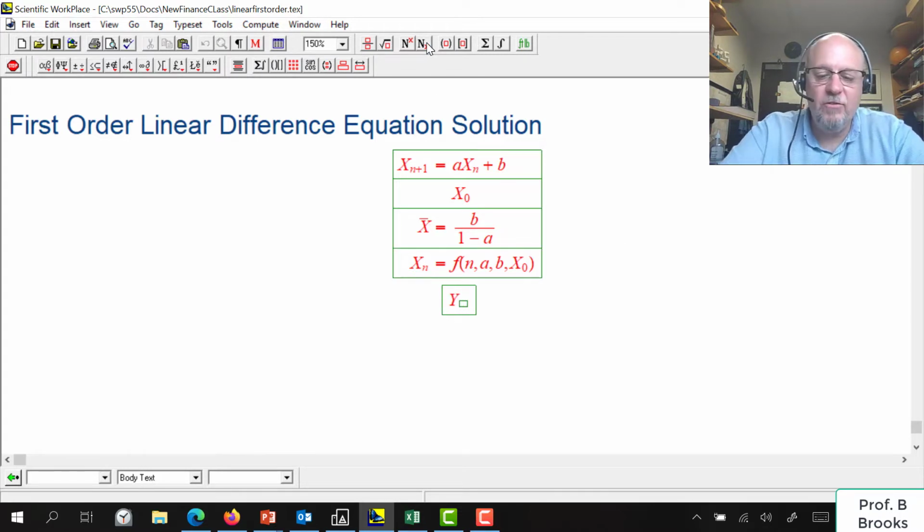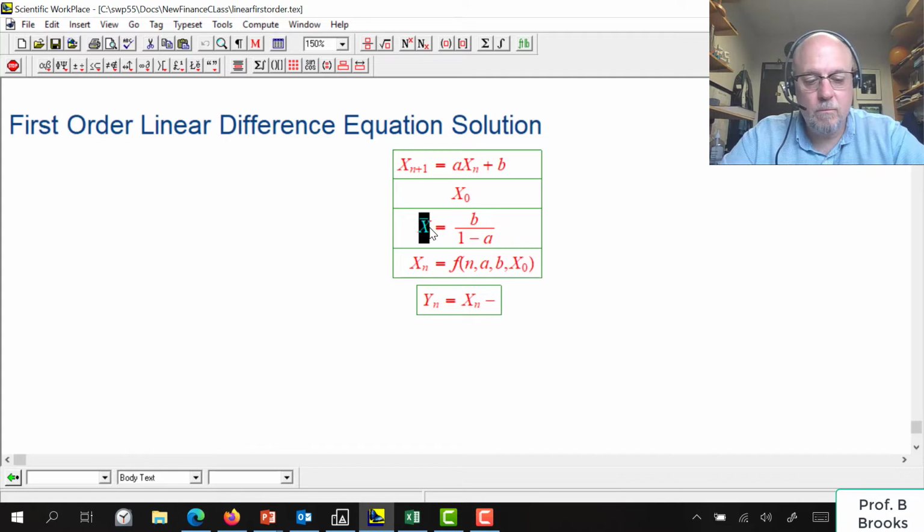So we have x's. X's are the value in my account, let's say. But y's, I'm going to make that the difference between how much I have and the equilibrium. So the equilibrium, x bar, is just a constant, it's just a number. It's b over 1 minus a. So I'm doing a coordinate shift.